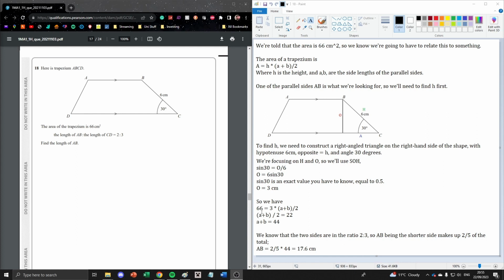So we know now that 66 equals 3 as the height, times a plus b divided by 2. If we divide both sides by 3, we get that a plus b over 2 is equal to 22. Obviously, again, we multiply both sides by 2 and get a plus b is 44. We know the two sides are in the ratio 2 to 3, so because AB is the shorter side with the 2 units, it must make up 2/5 of this total, a plus b. And so AB is 2/5 of 44, which is 17.6 centimeters.